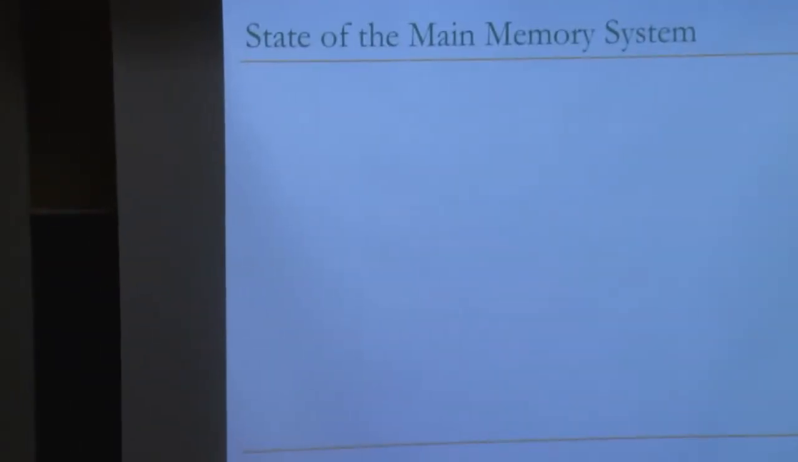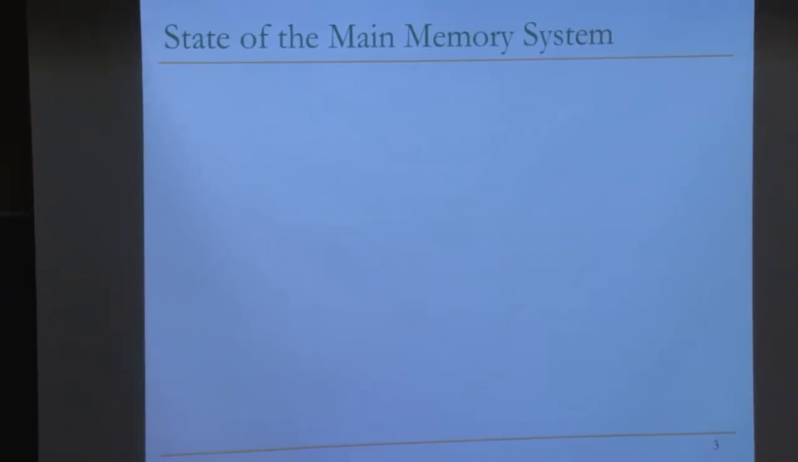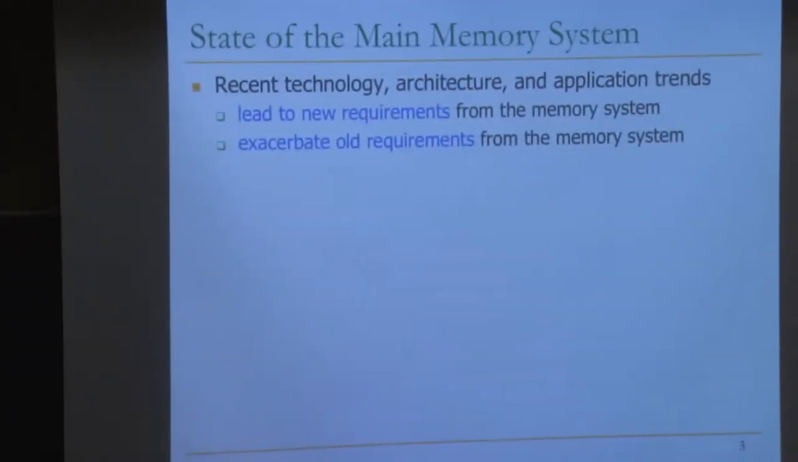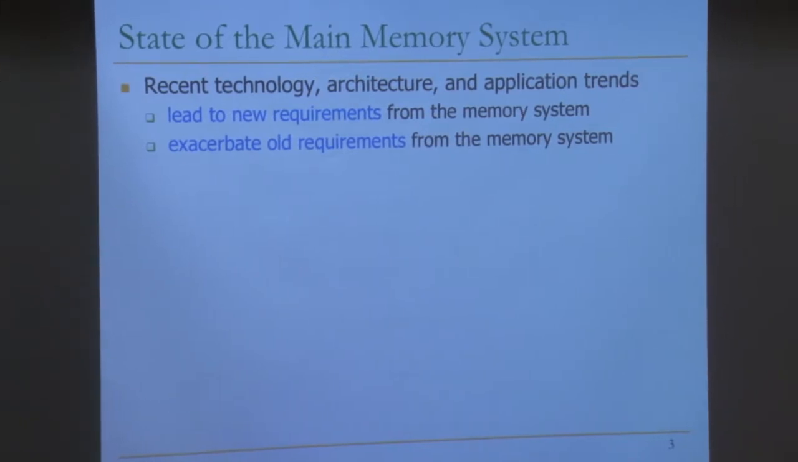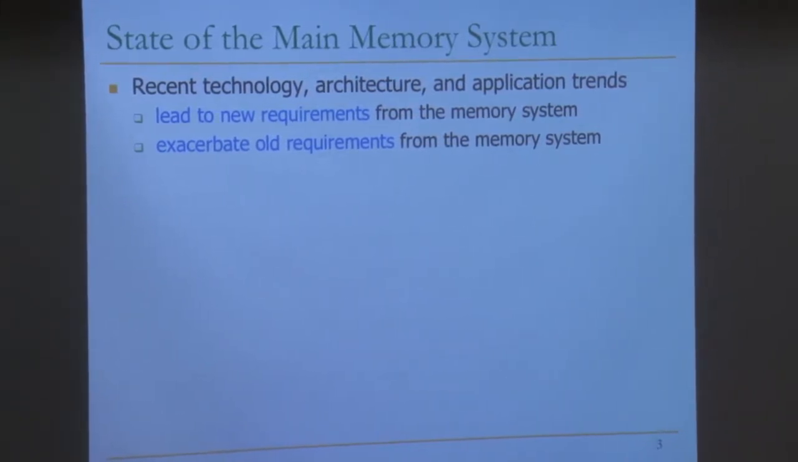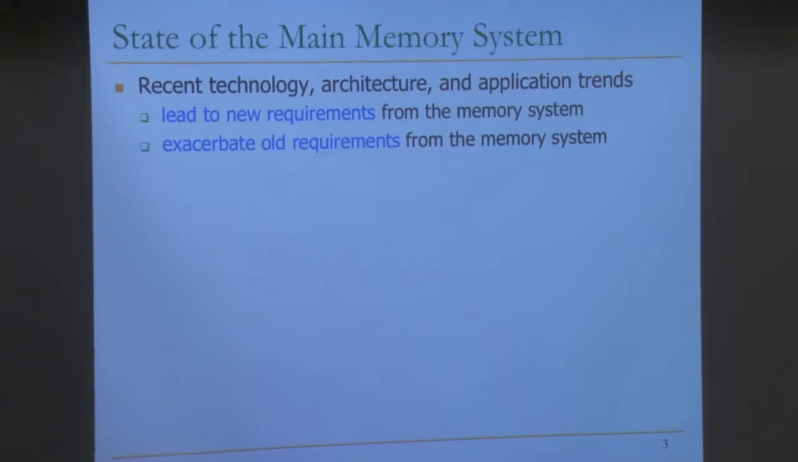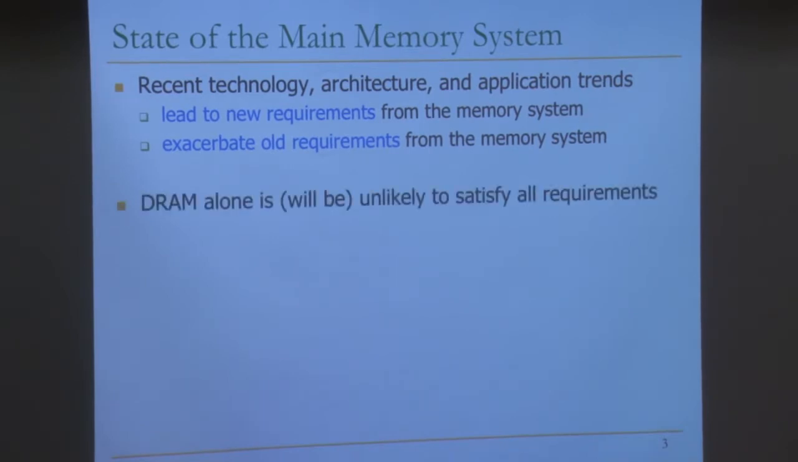So, like the president gives the State of the Union address, I'm going to give you a one-slide state of the main memory system address. And the outlook at first is kind of grim, so let's take a walk through this. If we look at recent technology trends, recent processor trends, recent scaling trends, we see that there are new requirements that the memory system needs to provide, and we'll go over some of those. And also, there are exacerbated old requirements that the memory system used to be able to provide adequately. And we'll take a look at some of those as well.